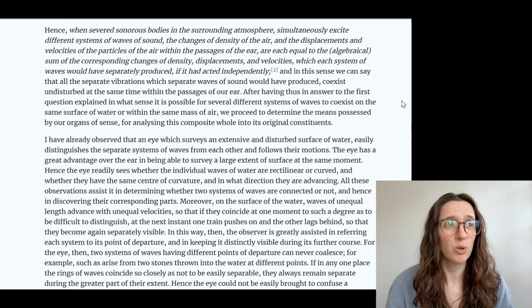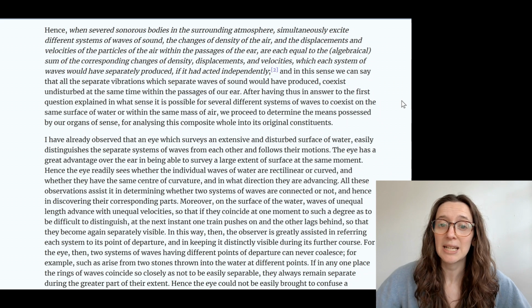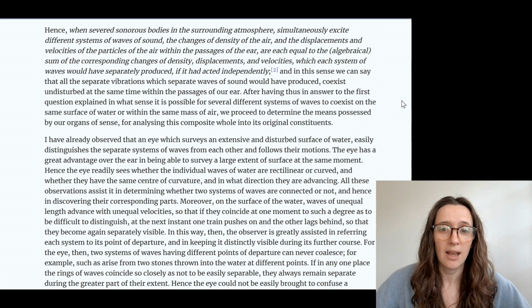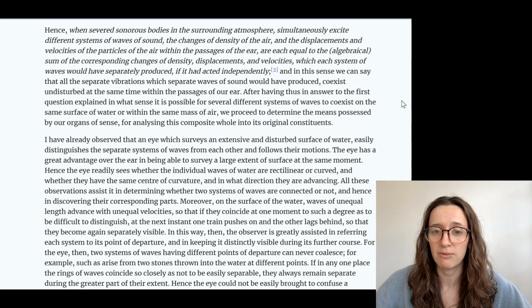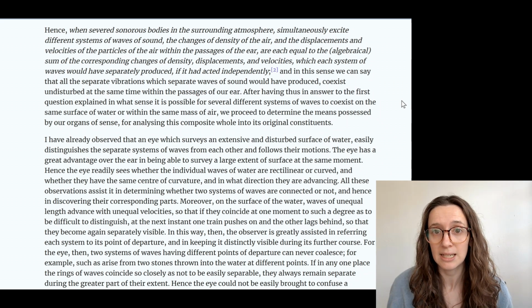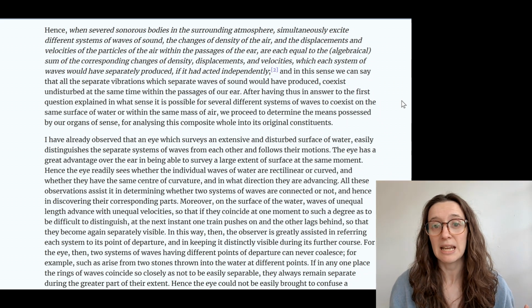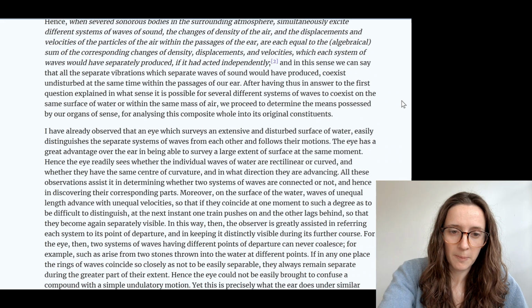The same thing is true in a room full of different sounds. When several sonorous bodies in a surrounding atmosphere simultaneously elicit different systems of waves of sound, the changes of density of the air and the displacements and velocities of the particles of the air within the passages of the ear are each equal to the algebraical sum of the corresponding changes of density, displacement, and velocities which each system of waves would have separately produced if it had acted independently. So in a sense, each system of waves coexists simultaneously in the air, and our ear is actually really good at distinguishing them.